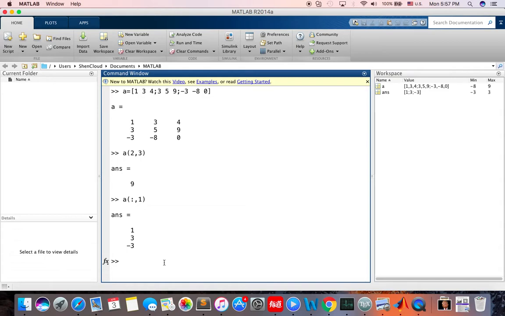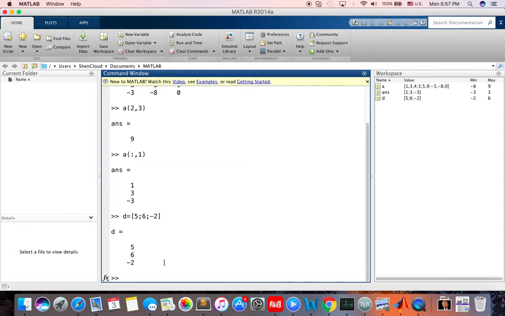And also we can create a vector in R3, which is a 3 by 1 matrix. So for example, D equals 5, 6, and minus 2 here. So it is a 3 by 1 matrix, which is a vector in R3. And also we can find the element in D here. For example, the third element D(3), which is minus 2 here.